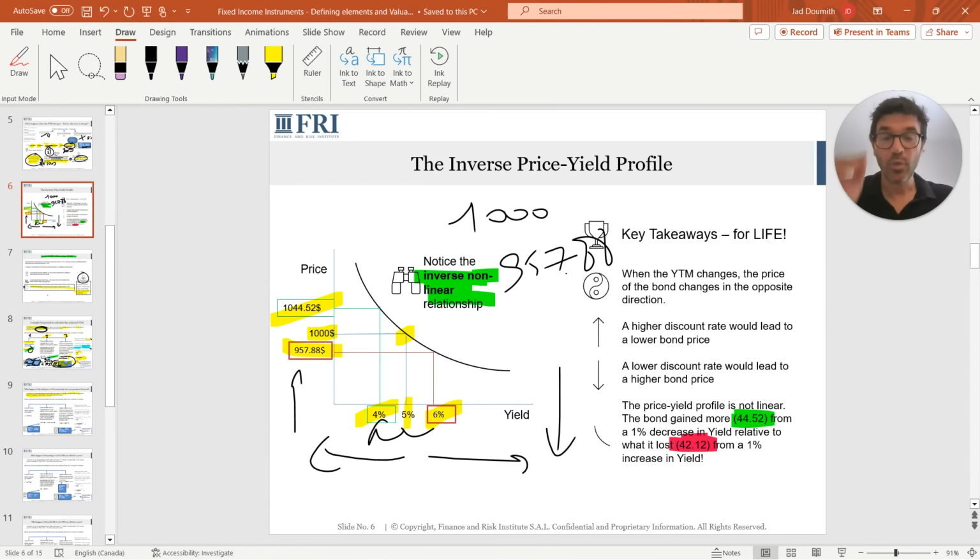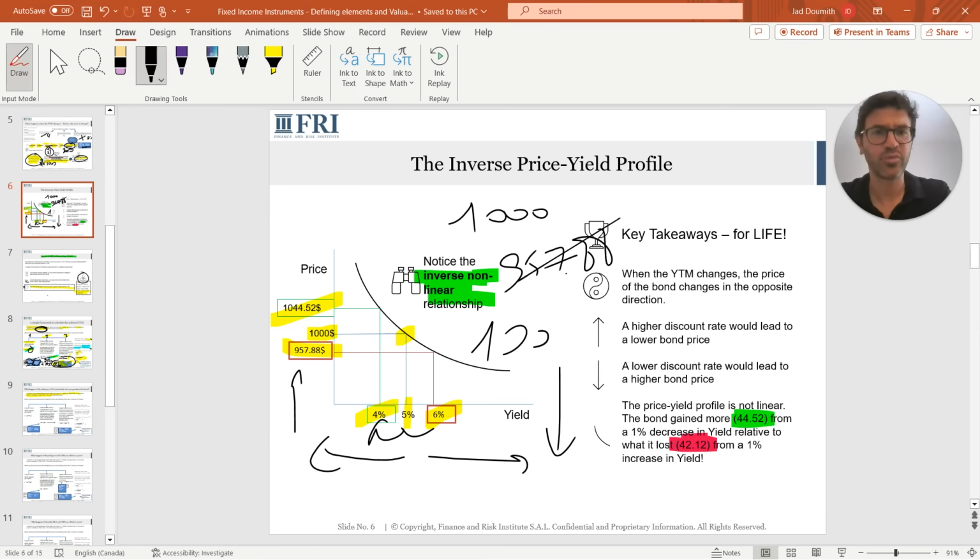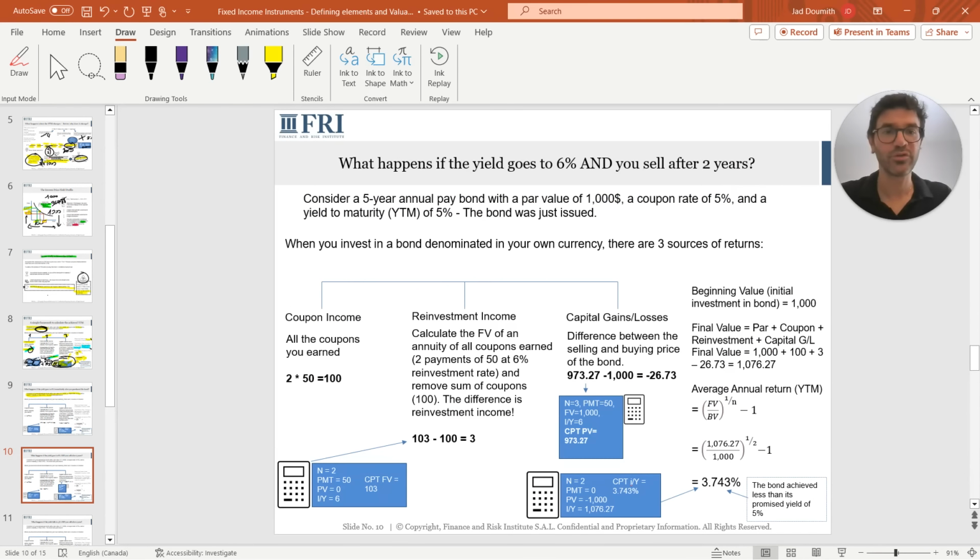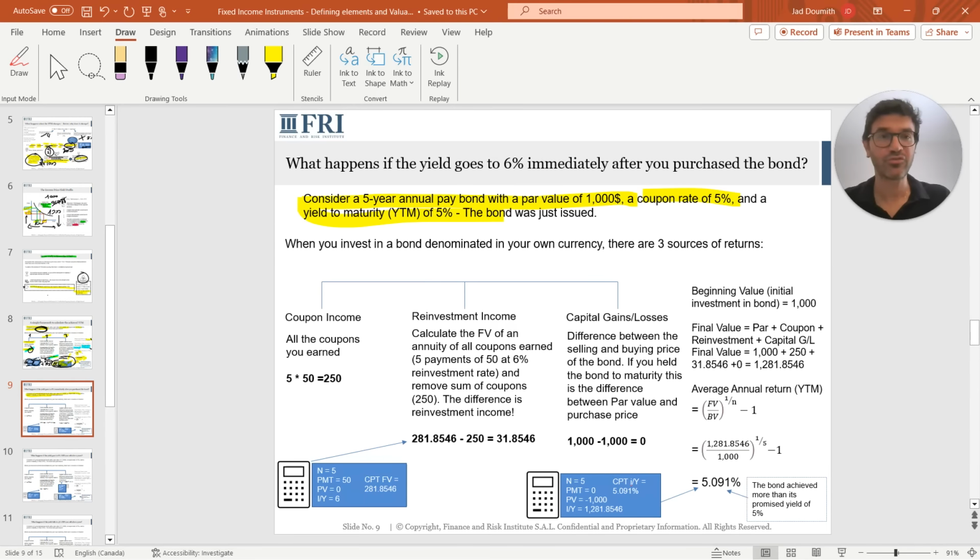One more time. When the yield went up from 5% to 6% after you purchased the bond, the price falls from 1K to 957.88. It is a capital loss. You lose money. You lose a lot of money if you sell the bond now. But if you hold the bond to maturity, you will receive the par value at maturity, which means that you will receive not 957, but 1,000. So the capital loss would not materialize if you hold the bond to maturity. Remember the condition. Hold the bond to maturity. So we will hold the bond to maturity.